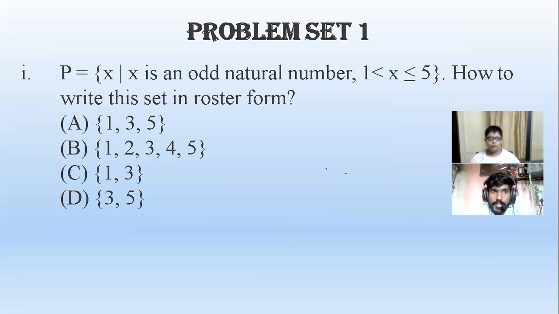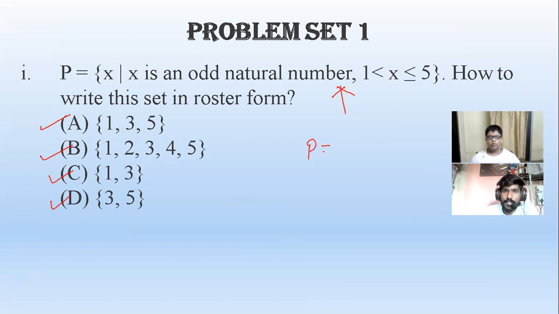The first question. So, it says P, can you read P? Set P is the set of variable x such that x is an odd natural number, 1 is lesser than x, which is lesser than or equal to 5. How to write this in roster form? So these are the options given, Option A, B, C, and D. So in roster form, how will this look like?